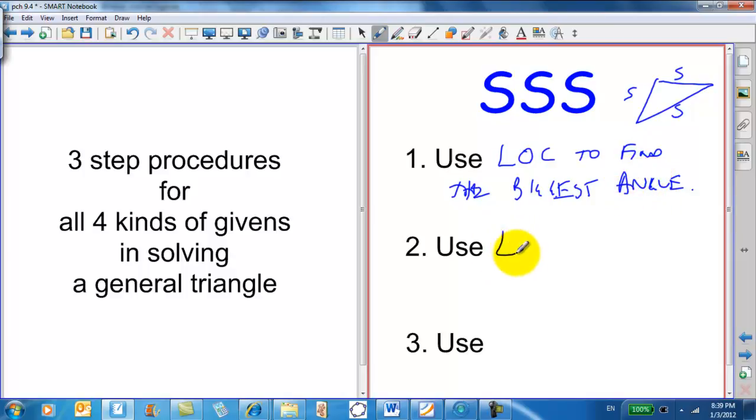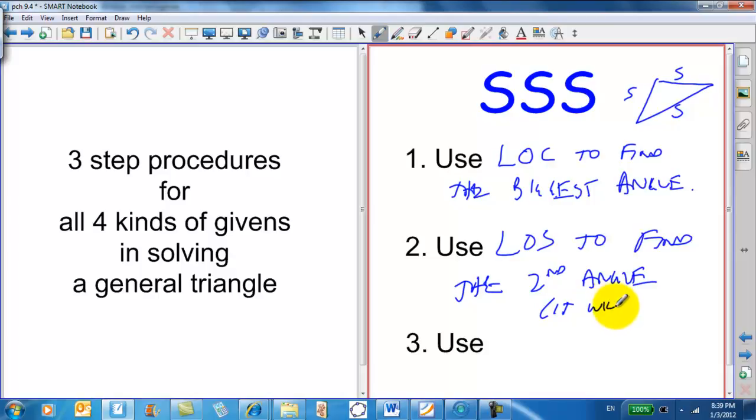So now we can use law of sines to find the second angle, and it will be acute because we took the precaution of finding the biggest angle in step 1, because we got our biggest angle up here, and the smaller angles have to be acute. And then you can just use sum equals 180 to find the third angle.